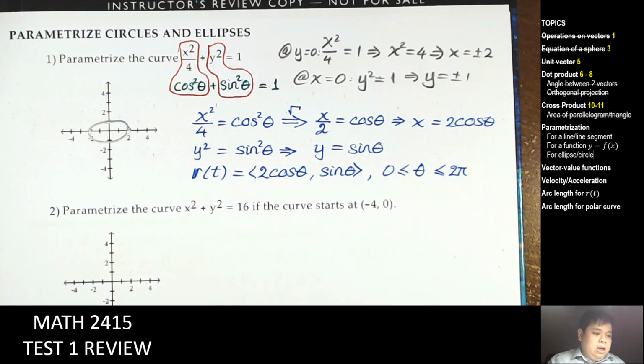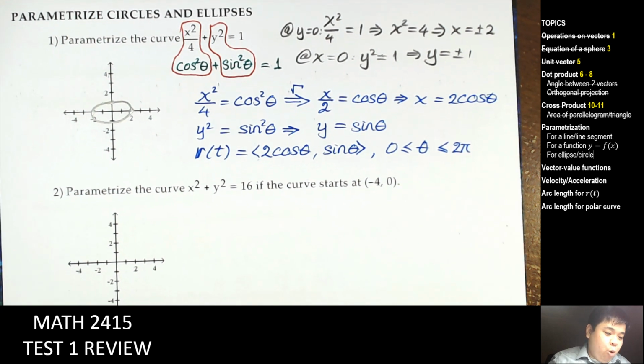So it is just an ellipse. Of course, in this case, it's not specified where it starts and in what direction it is going. So just an ellipse. The next one is a little more picky.